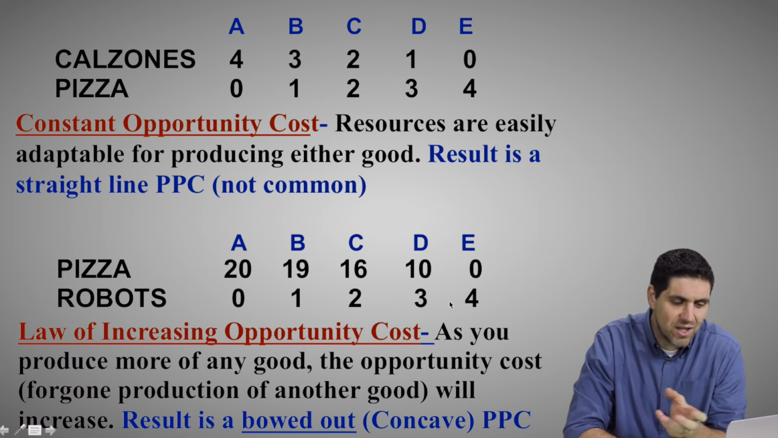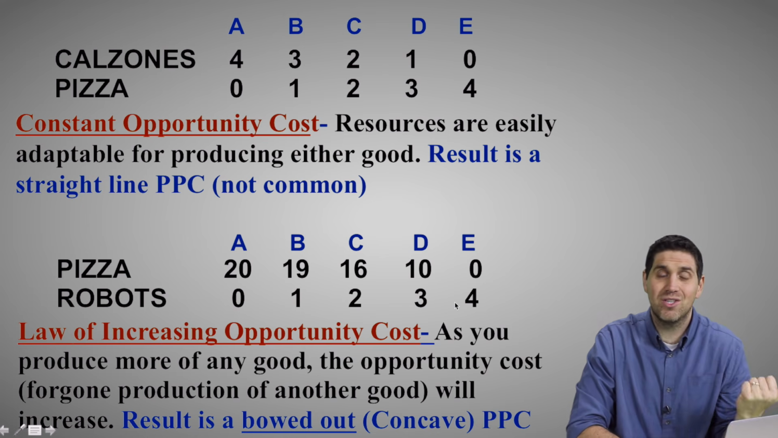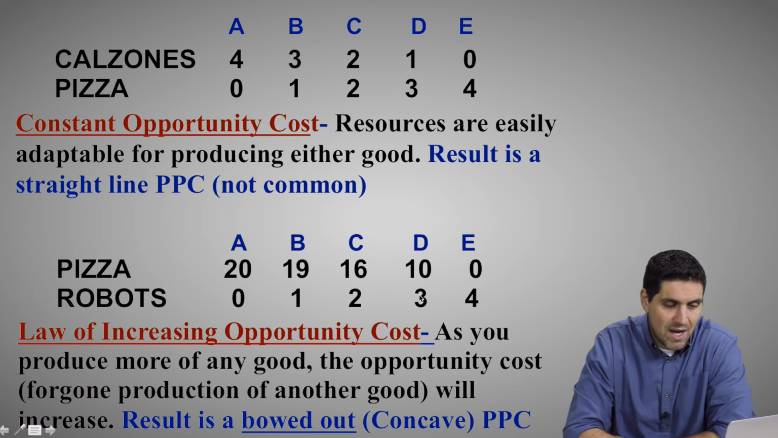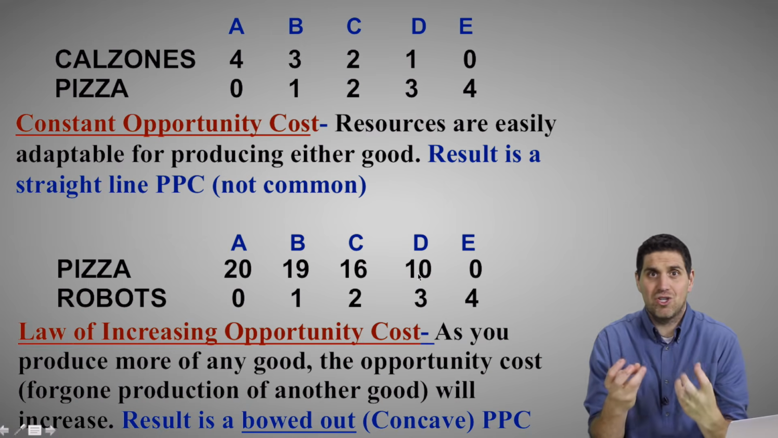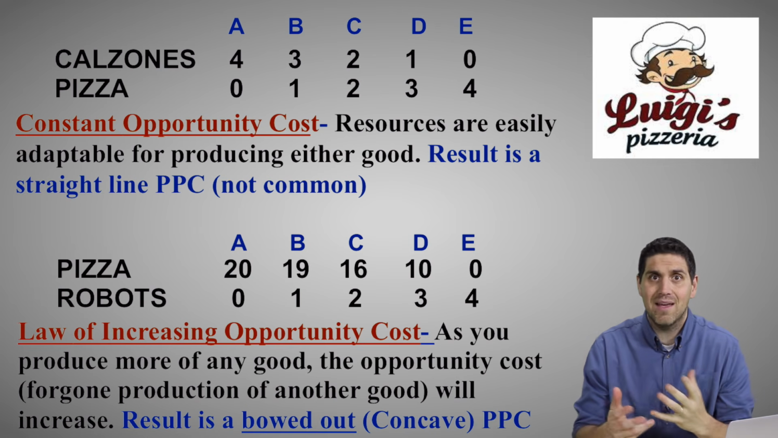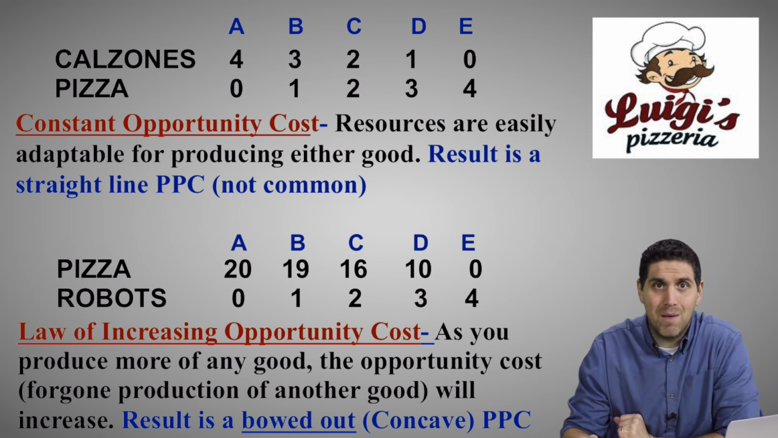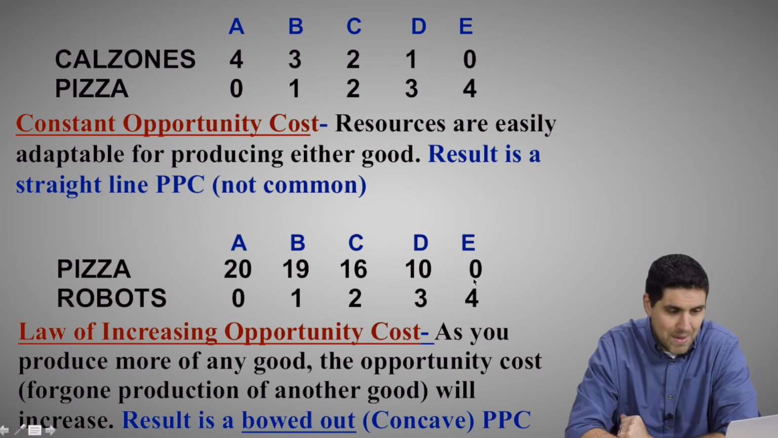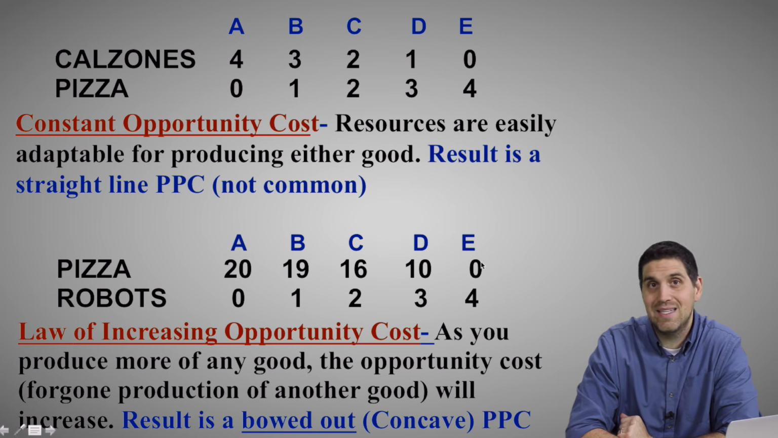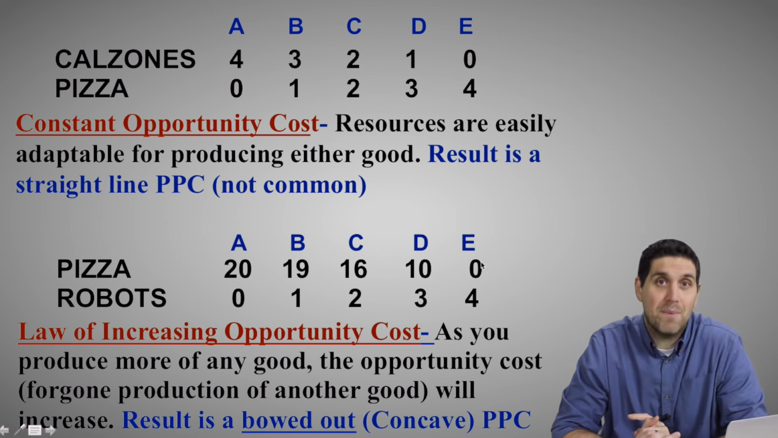Now if you keep doing that, you're going to keep moving resources out of producing pizzas towards robots, but eventually you'll start using the resources that are better suited towards making pizza. For example, right here, we get only 1 more robot, but we're moving away these pizza makers, that's what their job is, right? Luigi working in the back of the pizza restaurant, he's way better at making pizzas than he is robots. So the opportunity cost is super high. Remember, it's 10 pizzas we have to give up, moving from D to E. Again, this is called increasing opportunity cost.